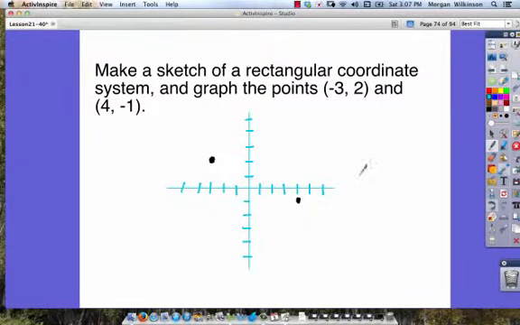Now one detail that we need to add is we need to make sure we have arrowheads on our x and our y axes, because they are lines. Let's look at our next problem.